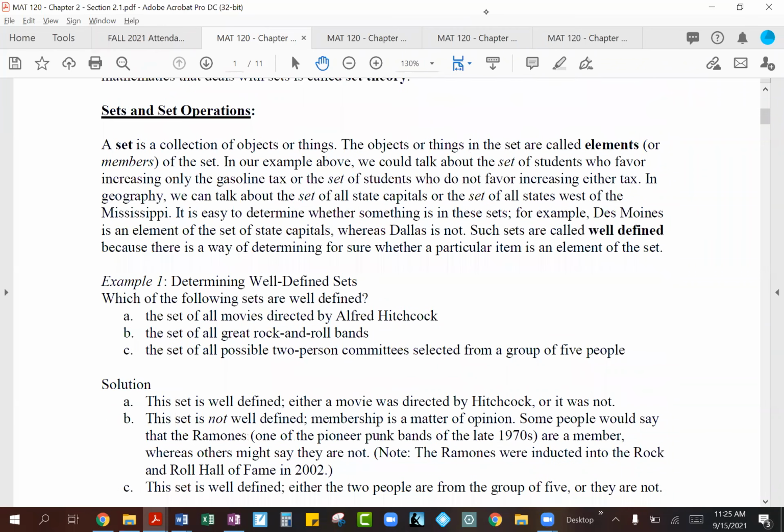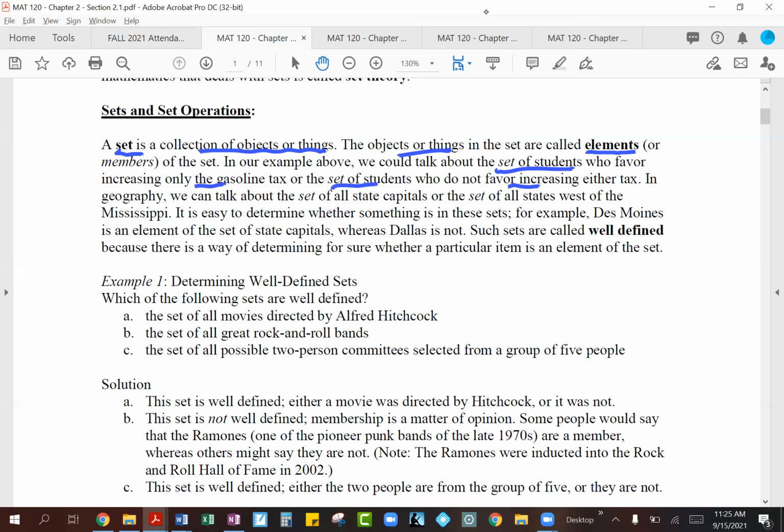So let's take a look at some definitions over here. We're talking about a set being a collection of objects or things. These objects or things, in terms of terminology, are called elements, because they're members of the set. In the example we talked about with the students showing their preference on tax increases, we can say the set is these 1,000 students, based on who would favor the gasoline tax, who would favor the alcohol tax, or who would favor neither. Those are what we would call our set of students.